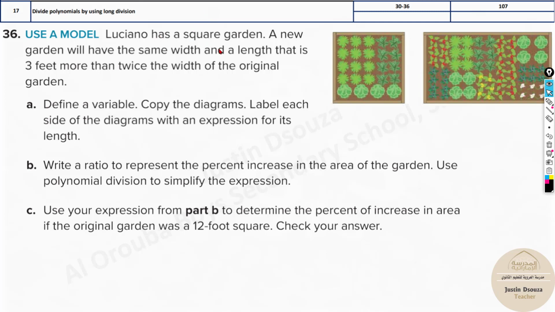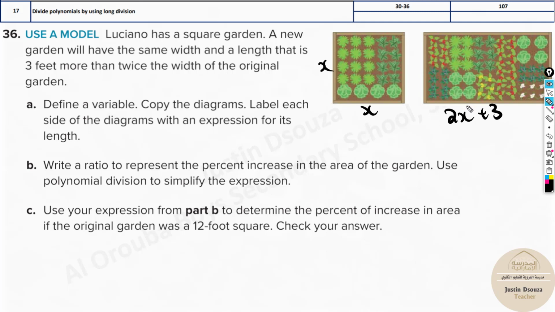Luciana has a square garden. A new garden will have the same width and a length that is 3 feet more than twice the width of the original garden. Okay. Now this is the garden, right? We don't know the value of this original garden. It's a square like x and x or anything, L and L, anything. Now the original garden will be this much. The new garden will be 3 feet more than twice the width. Now width is x, 2x plus 3. This is what you're getting.